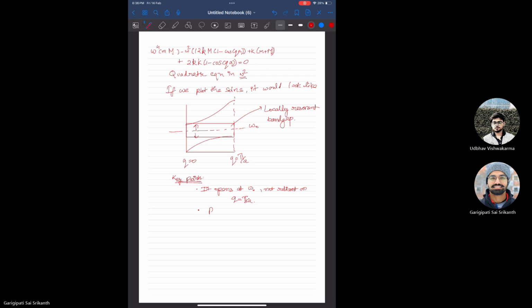So the broadness depends on other factors as well. Particularly, it depends on m by M. We call this coupling strength.